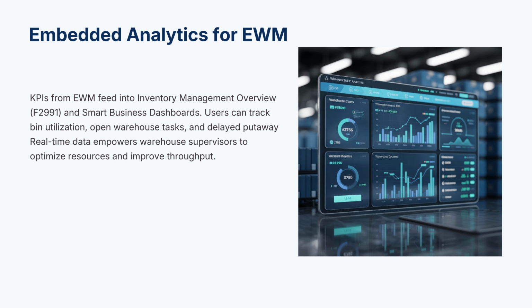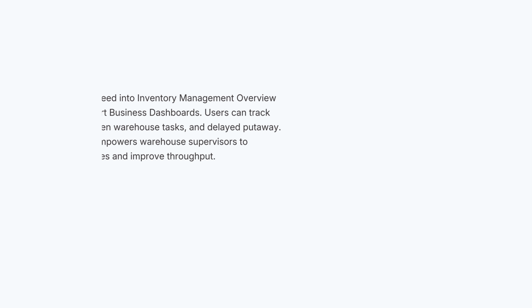Embedded analytics for EWM. EWM contributes KPIs to the Inventory Management Overview F2991 dashboard. Supervisors can monitor open tasks, bin utilization, and delayed putaway in real time. Smart business tiles turn operational data into insights, allowing rapid corrective action inside the same system. No external BI tool required.